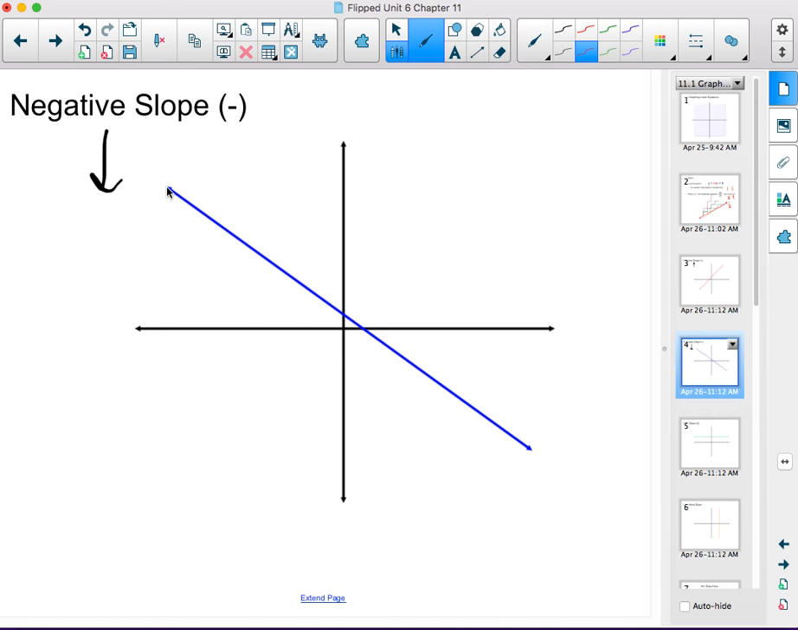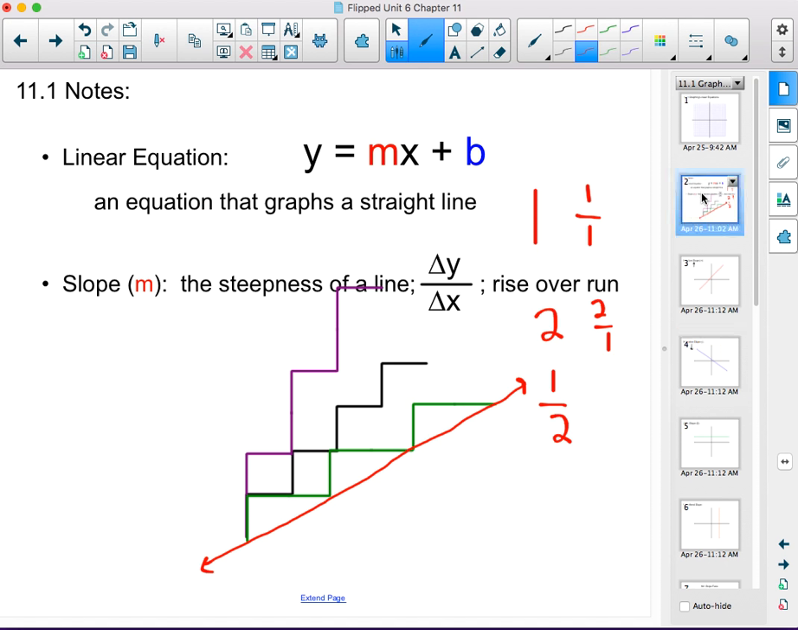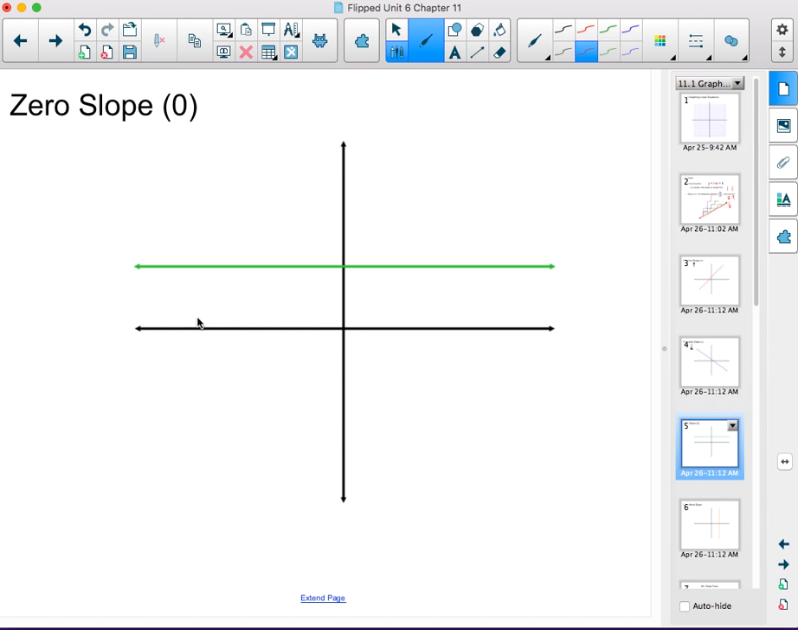If that m number is a negative number, we call that a negative slope. Again, lines are read from left to right, so a line with a negative slope travels down when you go from the left to the right. If that m number is a 0, we call that a 0 slope. 0 slope is horizontal. It is parallel to the x-axis. So think about the floor or the top of a table or a countertop. Flat, nothing's going to roll off of it, that's a 0 slope.